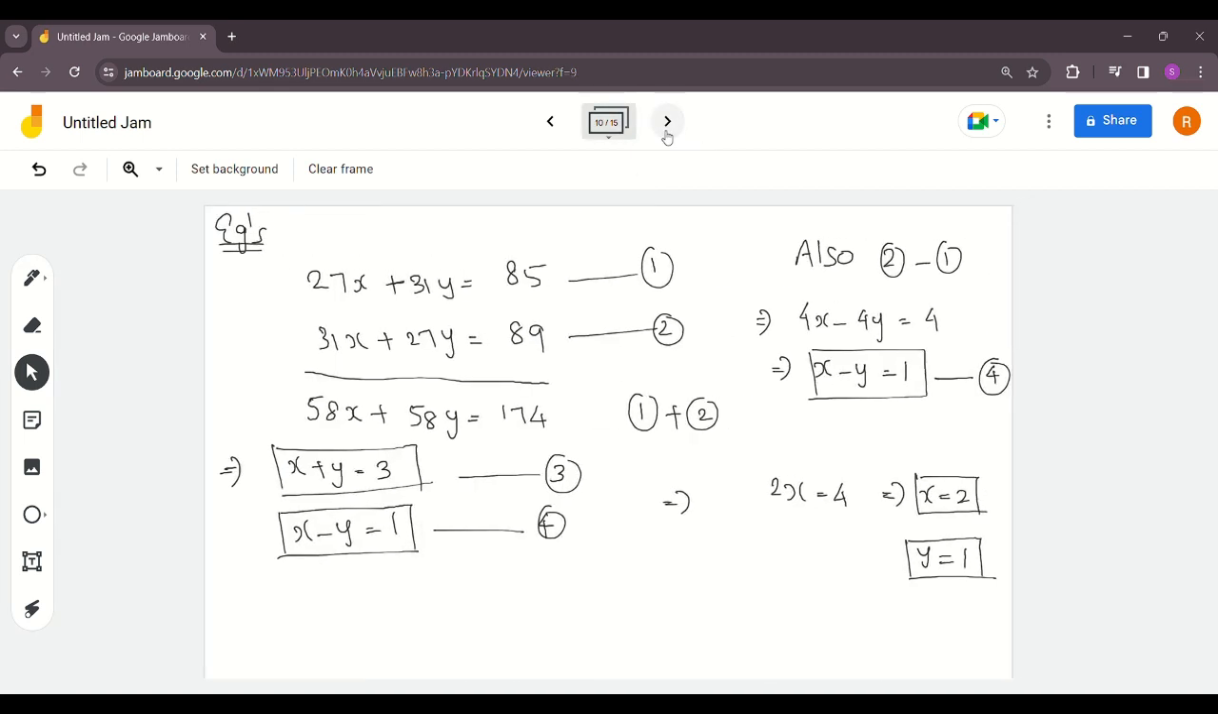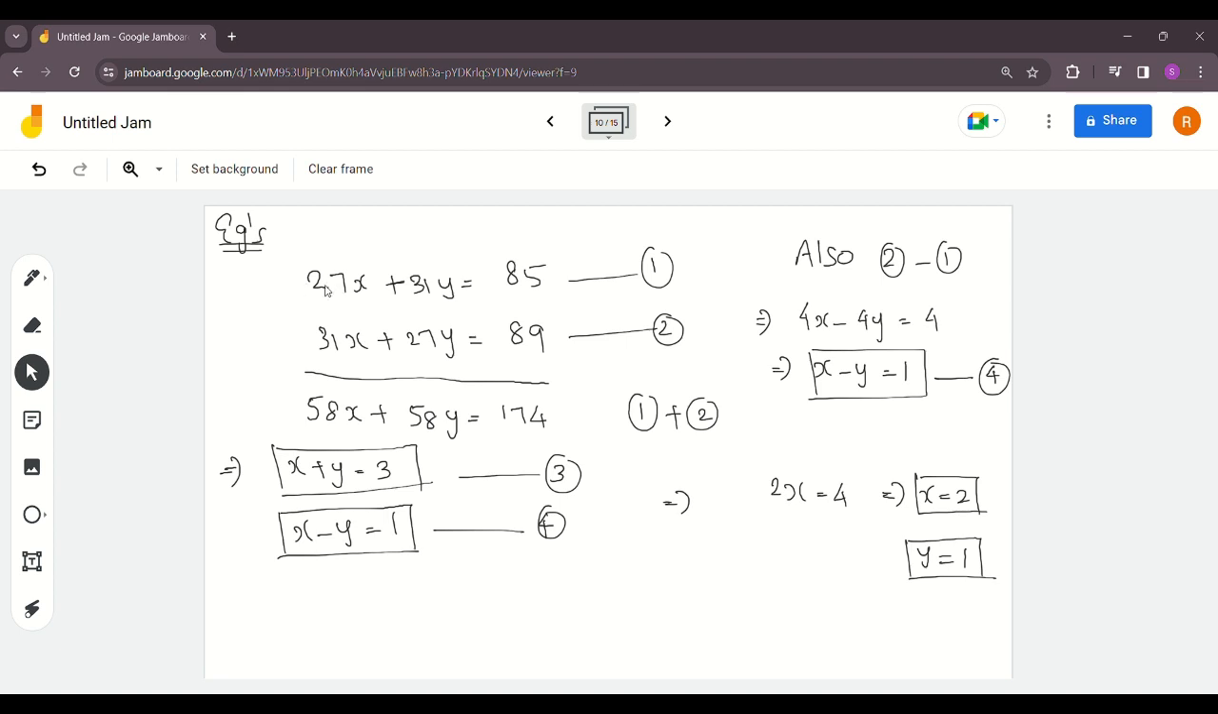Okay. Now I have taken a couple of interesting examples. 27x plus 31y equal to 85 and 31x plus 27y equal to 89. I already told you a1x plus b1y plus c1 equal to 0, so this c1 should be minus 85. And a2x plus b2y plus c2 equal to 0, so this c2 should be minus 89. Now forget c1 and c2 here. c1 and c2 are just constants. We need not really worry about it.